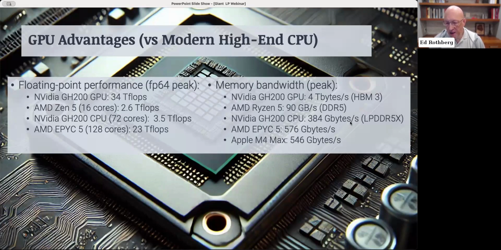And then on the memory bandwidth side, more recent server processors indeed have higher bandwidth than desktops. So the Grace CPU in the Grace Hopper system has 384 gigabytes a second. EPYC has 576, and even Apple's M4 Max has 546. But if you compare that to the GPU, it's still a factor of 7, a factor of 8 faster. So there's still some pretty significant scope for improvement.